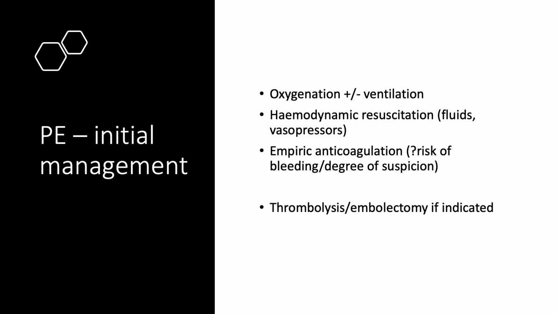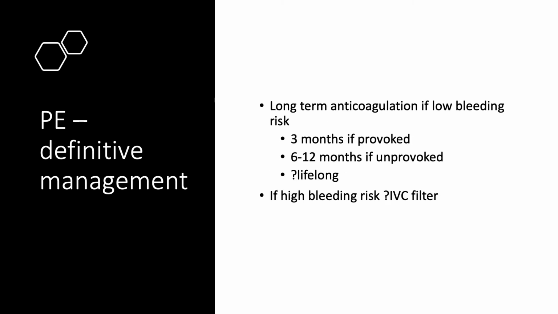Also empiric anticoagulation, and this will depend on their risk of bleeding versus your suspicion of a PE, and thrombolysis or embolectomy if indicated. But just note that by this point you would be calling for help and not managing this by yourself. So you would have guidance and not be making these larger scale decisions on your own. And just a quick look at the long-term management of your PE.